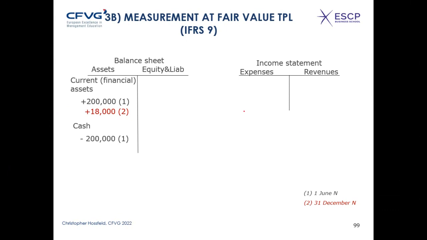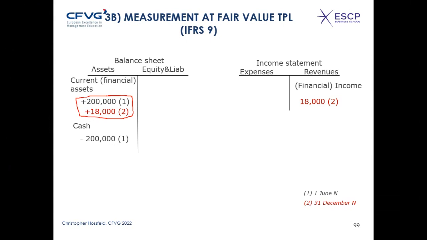Okay, and now I see on the asset side of my balance sheet 218,000 as total value. And that means there's also a value gain of 18,000. This value gain goes directly in my income statement as a profit or as a revenue. And therefore here I generate plus 18 in profits.